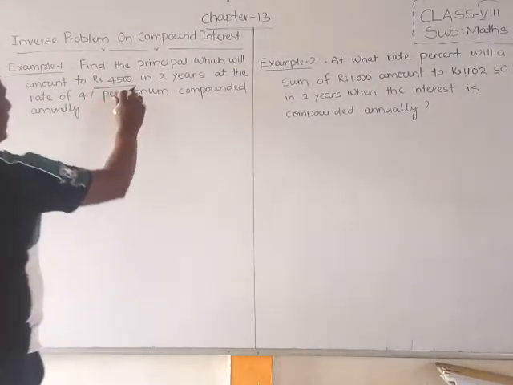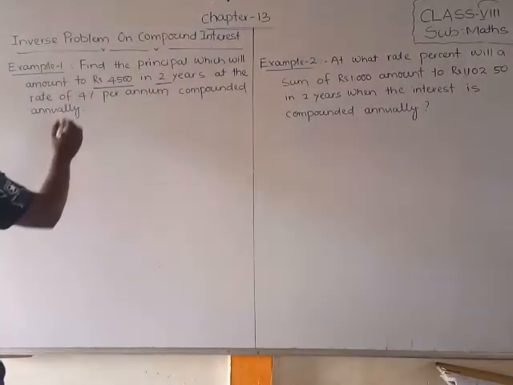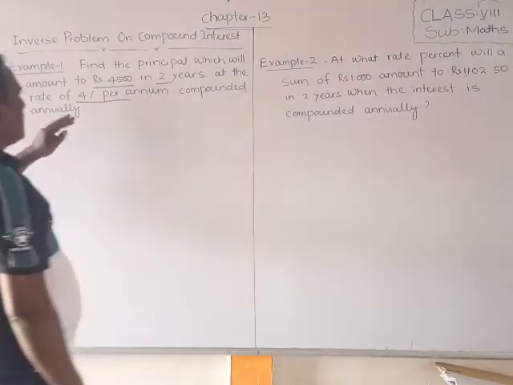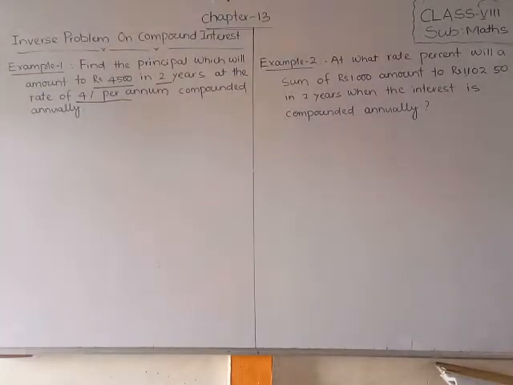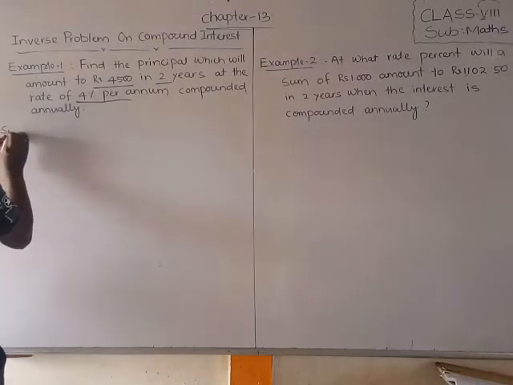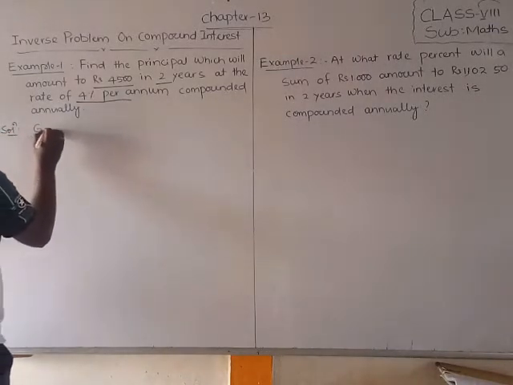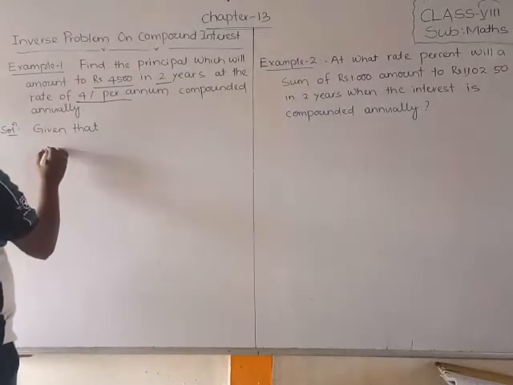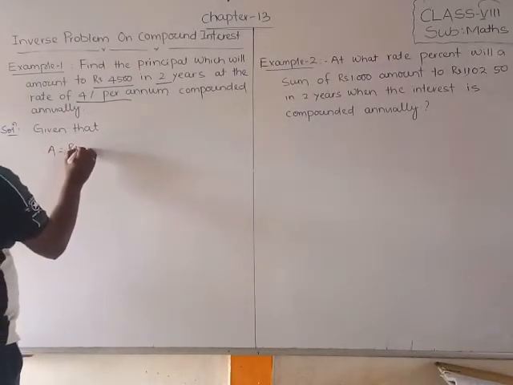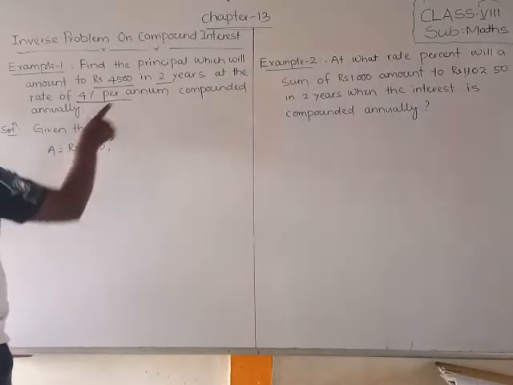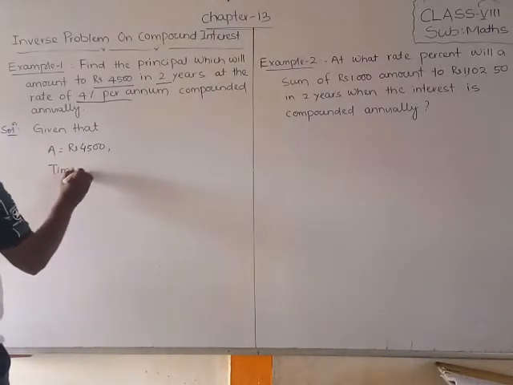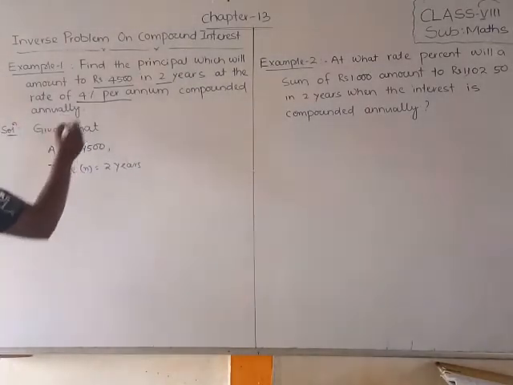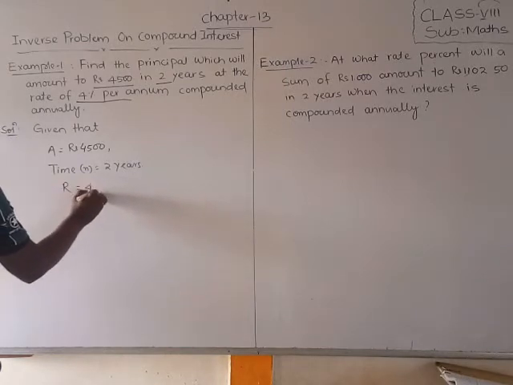This is in 2 years time, given at the rate of 4% per annum. That means the rate of interest is given. Then compounded annually, and we have to find the principal. So students, solution. First write down the given. Amount is equal to how much? 4,500. Time, that is n, we write 2 years. Rate of interest R is equal to 4%.